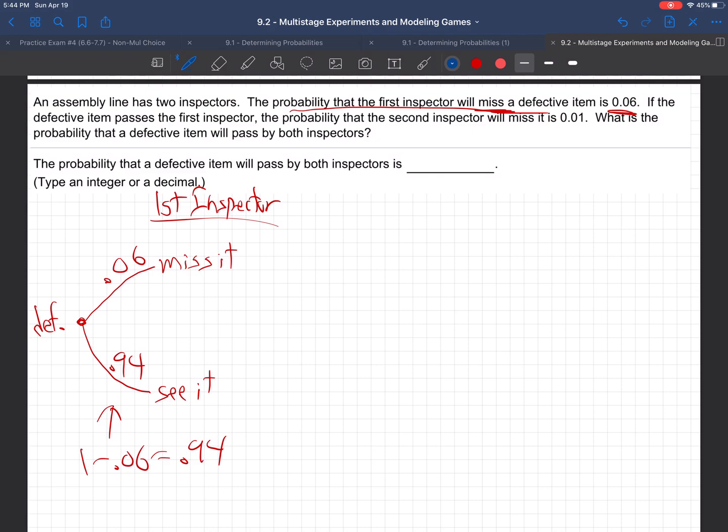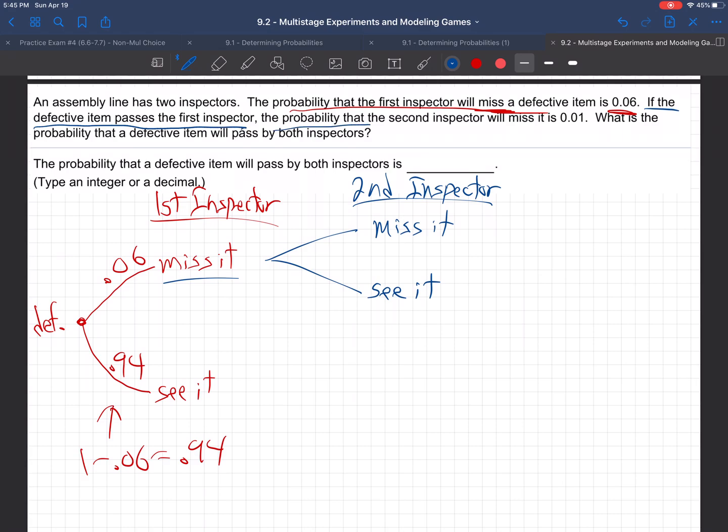Okay, now, after the first inspector misses it, it'll go to the second inspector. And the second inspector is either going to miss it or see it. What's the chance the second inspector is going to miss it? Well, it says if the defective item passes the first inspector, the probability that the second inspector will miss it is 0.01. And then this must be 0.99, because I got that from 1 minus 0.01.